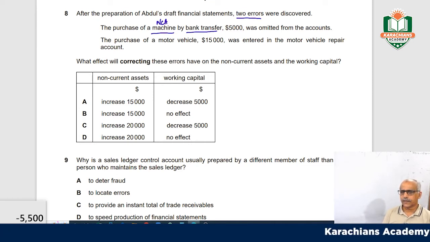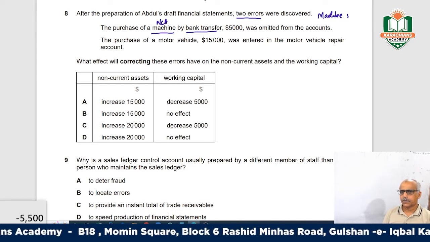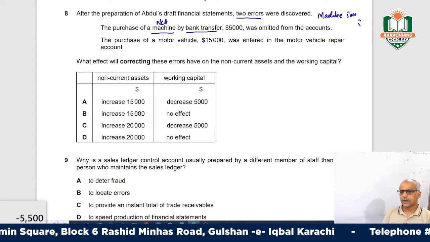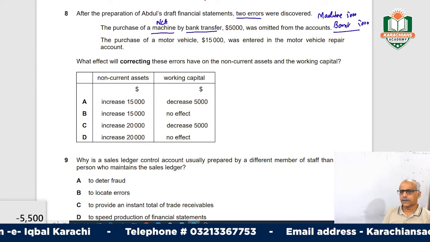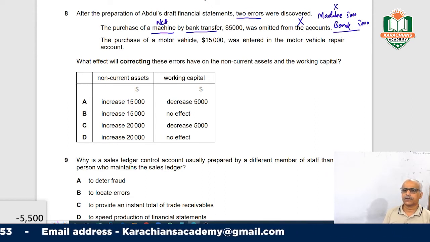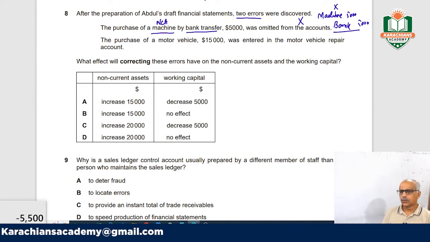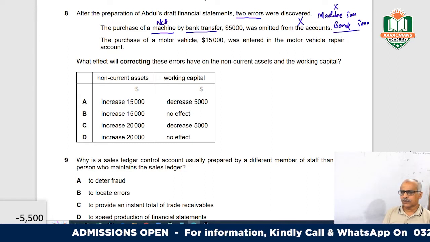Actually, you were to make an entry of machine debit by 5,000 and the bank was to be credited by 5,000. You omitted this and did not record this entry. So you did not record the non-current asset, and also you did not reduce your current asset, bank. So this you missed out.